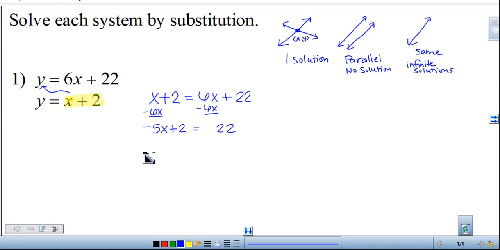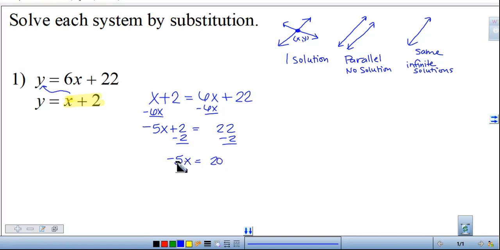Again, since we're solving for x, I need to get rid of both the negative 5 and the positive 2. We'll do our addition or subtraction first, and then our multiplication or division second. So I'll start by subtracting 2. Negative 5x is equal to 20.